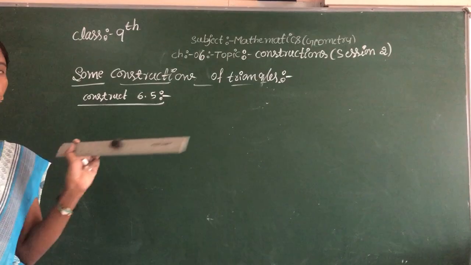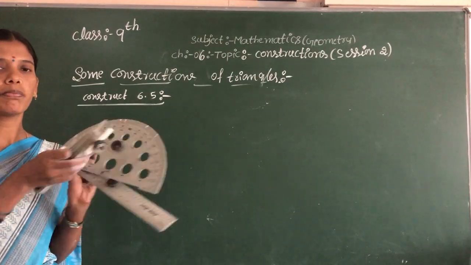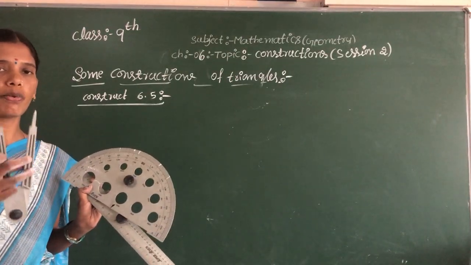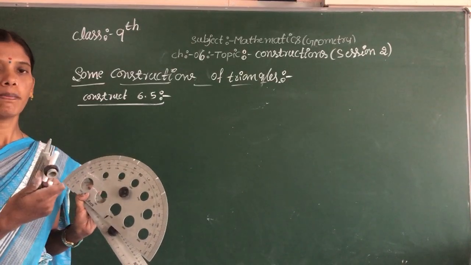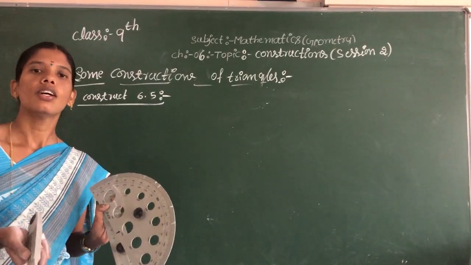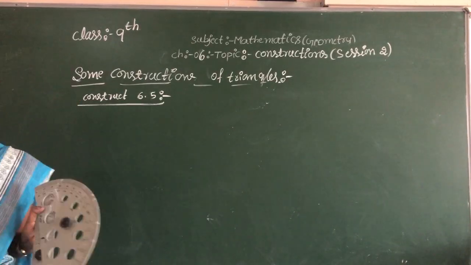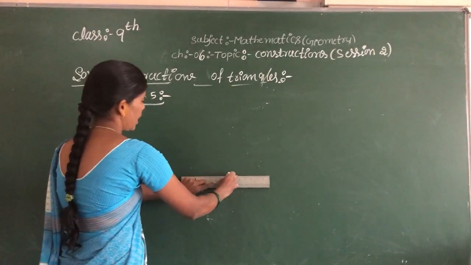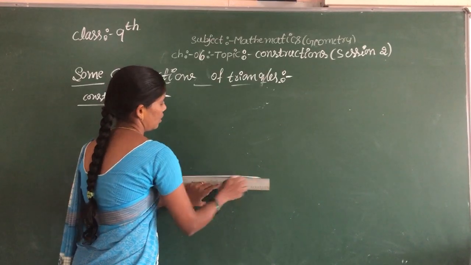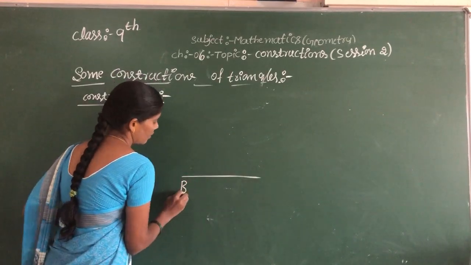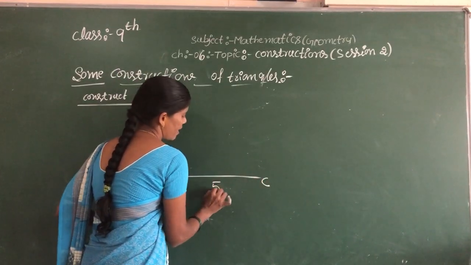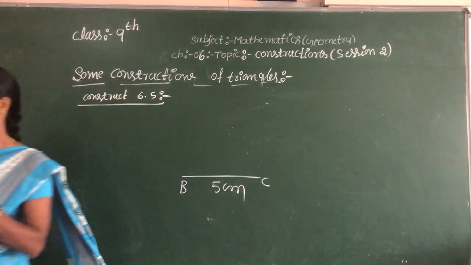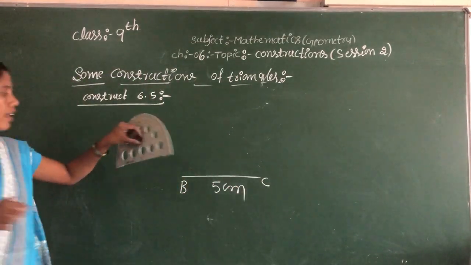This is one of the scale, this is one of the protractor, this is one of the compass with pencil. So this is a piece of chalk. Okay, you should take any measure. So you should take 10 centimeter. This is BC. Okay, this is the base. Okay, you should put the protractor at angle B.